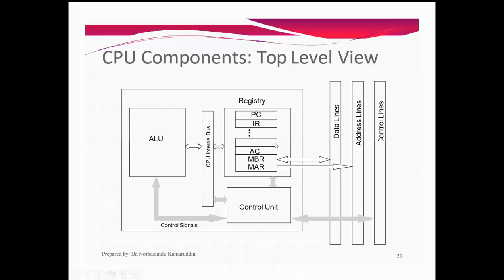And then when it operates, if it requires arithmetic, it goes to the ALU through the CPU internal bus, and then the ALU operates all your arithmetic or logic operations. So how about the control signals? The control signals will control the registers, the ALU, and the other components inside the CPU.